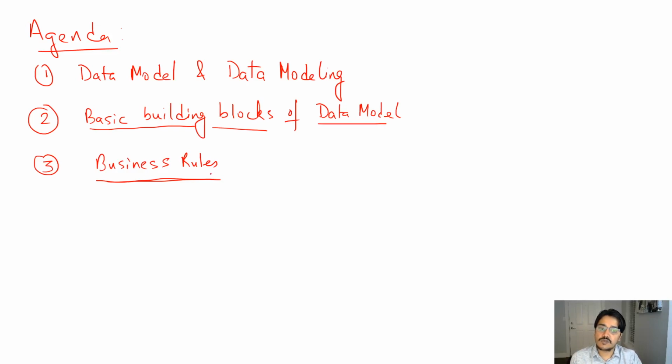So once business rules are established, then along with the basic building blocks of the particular data model that you will be adopting, you will be able to come up with the graphical representation of your database design, which will be the blueprint of your database. Right? So that is the purpose of this particular topic.